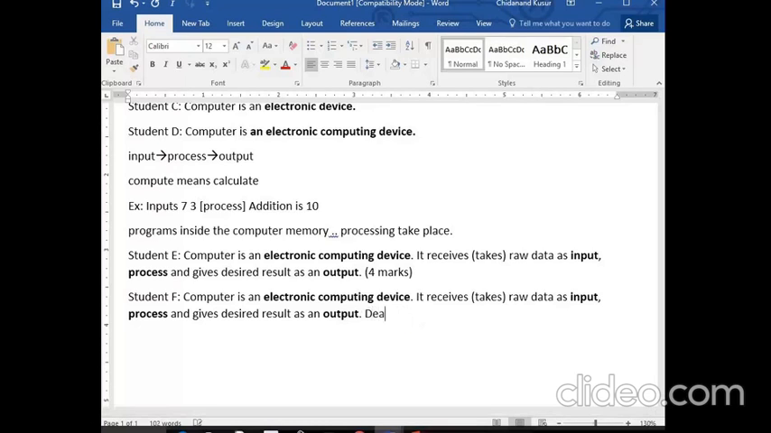Dear sir, if necessary, input as well as output can be stored in the computer's secondary memory.